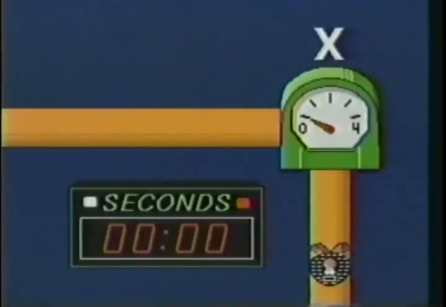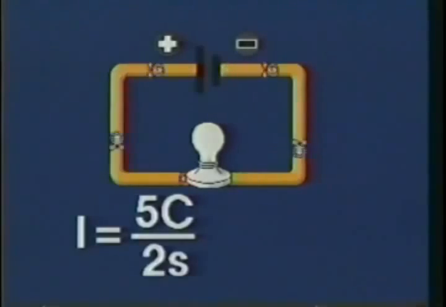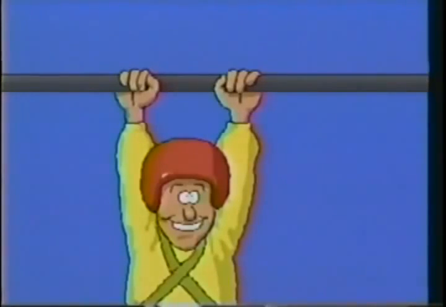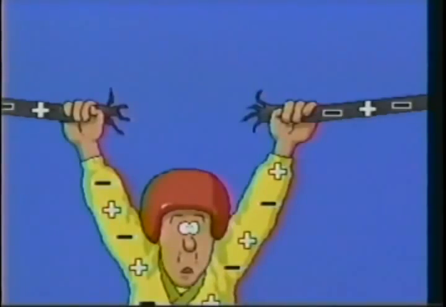If in our circuit, 5 coulombs pass by point X in 2 seconds, we can calculate the current by dividing the charge of 5 coulombs by the time 2 seconds to give us 2.5 amperes. Perhaps now we have enough information to help our stranded parachutist. The reason he isn't getting a shock is that he isn't part of a complete circuit. If the situation changes, he'll soon be in big trouble.